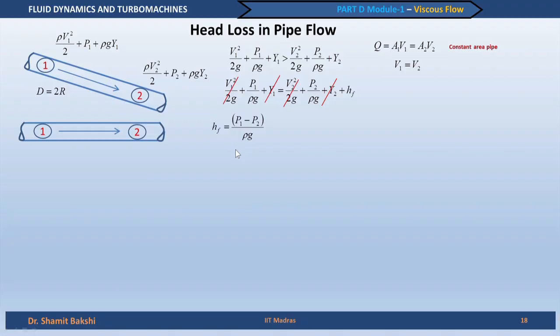So, if we consider a horizontal pipe, we can remove this y1 and y2, and we are left with HF. HF is equal to (P1 minus P2) by rho g. So, this is basically head loss due to friction.